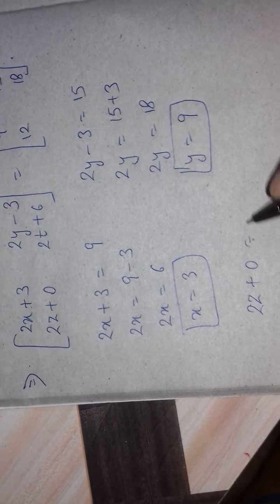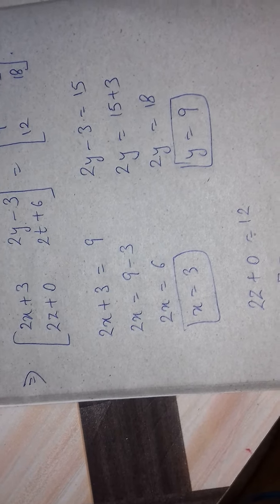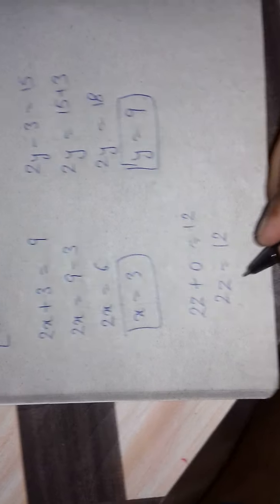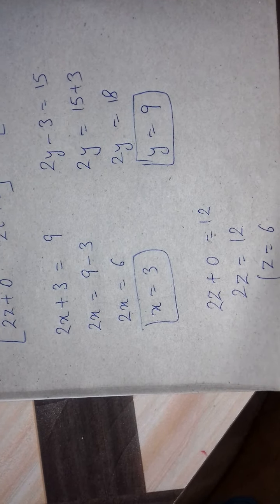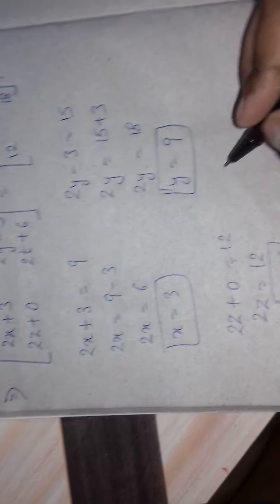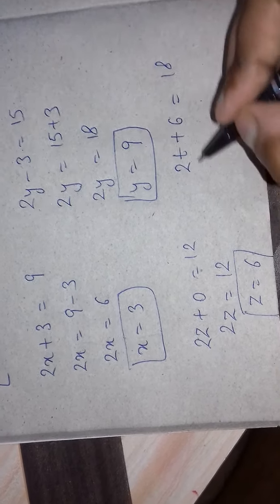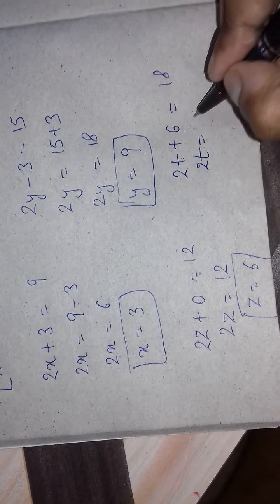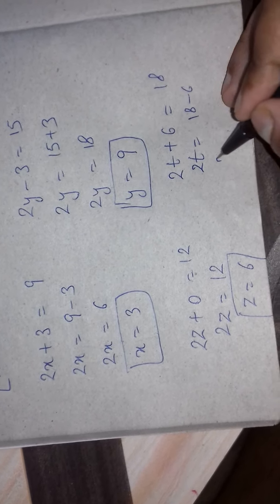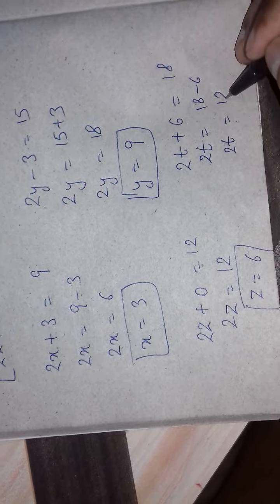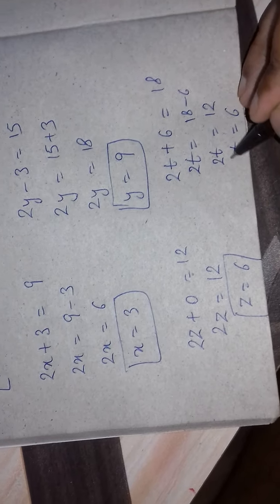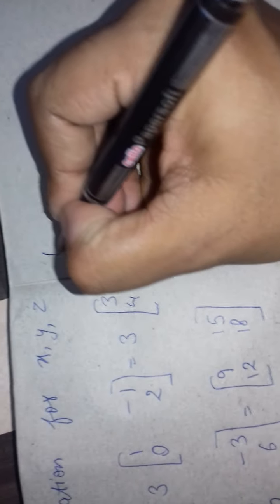2z plus 0 is equal to 12. So 2z is equal to 12. So z is equal to 6. Now 2t plus 6 is equal to 18. 2t is equal to 18 minus 6. So 2t is equal to 12. So t is equal to also 6. Now it's your DIY.